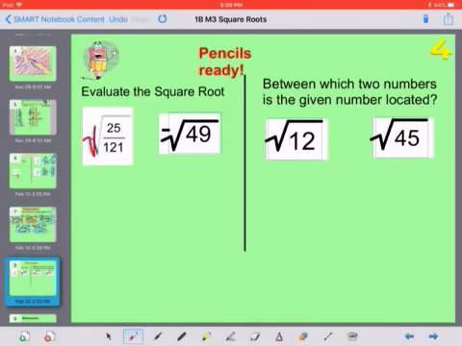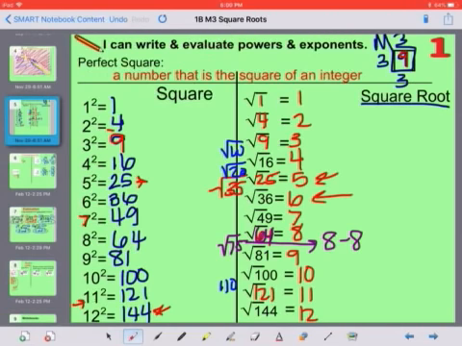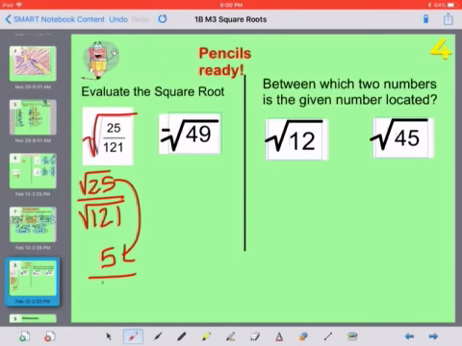So if we look at this first one, we have the square root of 25 over 121. I'm going to split that up into 2 square roots so it's easier to evaluate. We know the square root of 25. What times what is 25? Well, 5 times 5 is 25, so that simplifies there. And then the square root of 121, way down here, gives us 11. So our answer is 5/11ths.